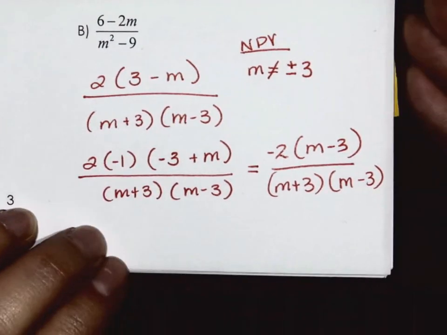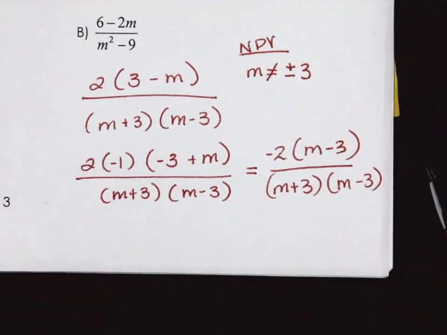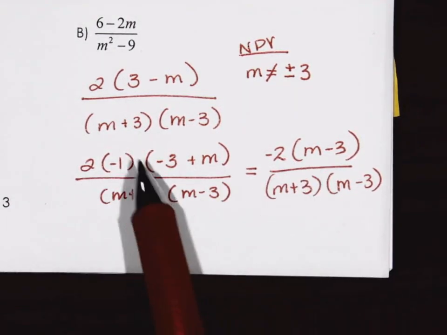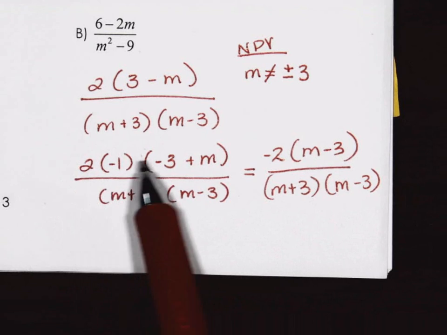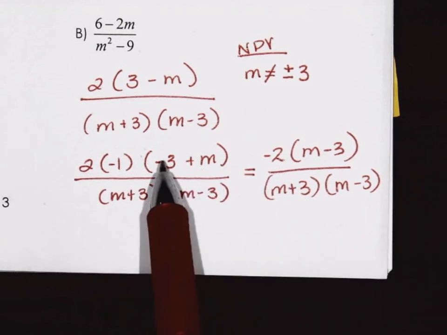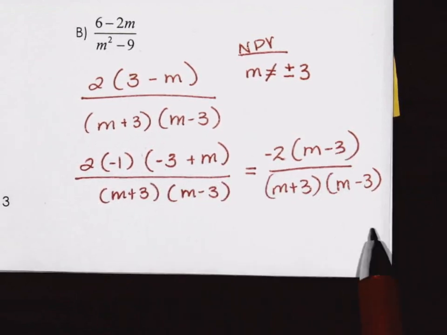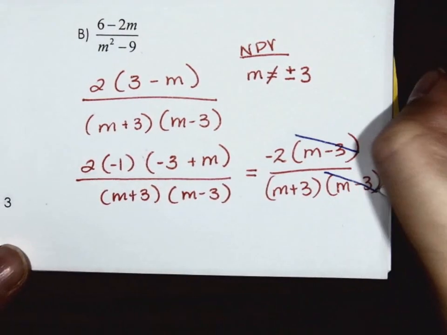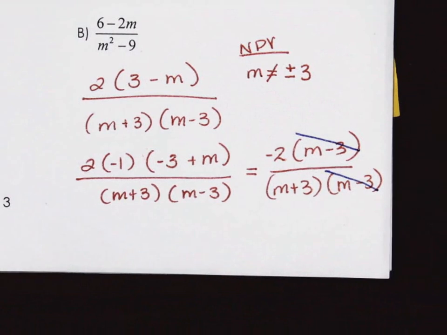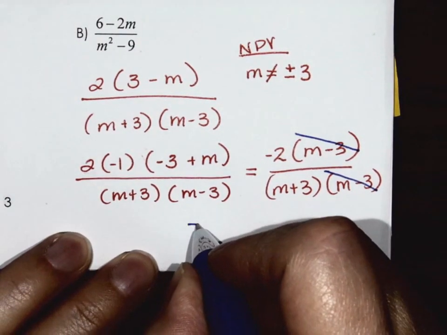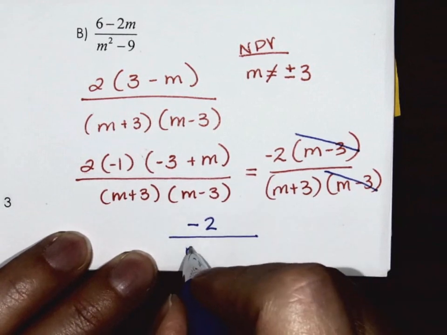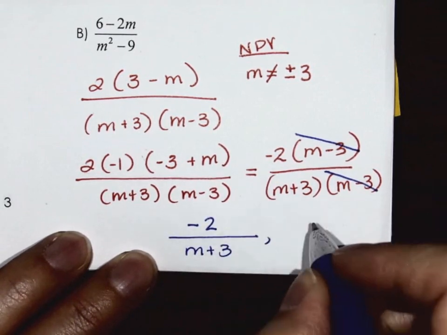I just want to say that these two things are equivalent. I just multiplied these two to get my -2, and I just switched the order of them just so it looks exactly the same. You don't have to do that. So these two will end up canceling each other out because they're exactly the same, and I'm left with -2 over m plus 3, where m cannot equal plus minus 3.